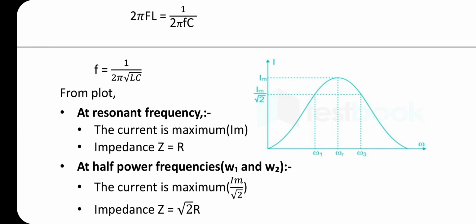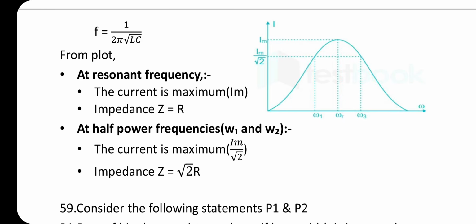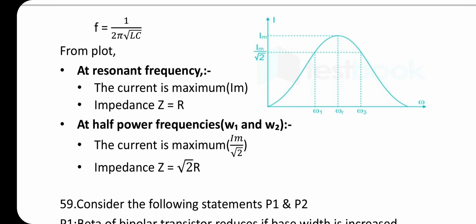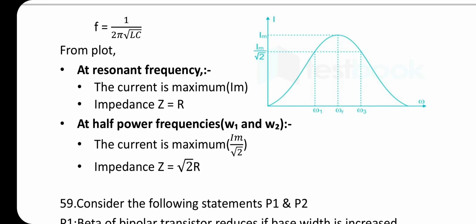From this plot, at a resonant frequency, omega R, the current is maximum, that is Im. Impedance Z equal to R. At half power frequencies, omega 1 and omega 2, the current is not maximum, it is Im by root 2. Impedance Z equal to root 2 R.